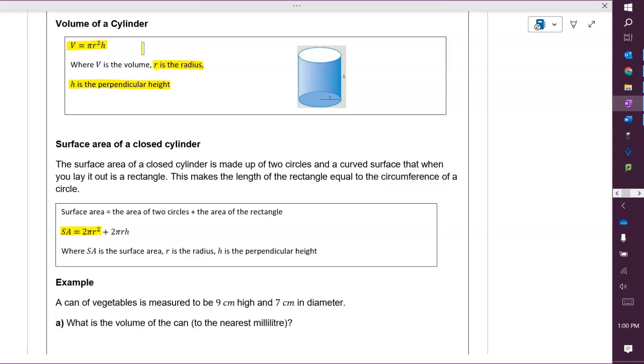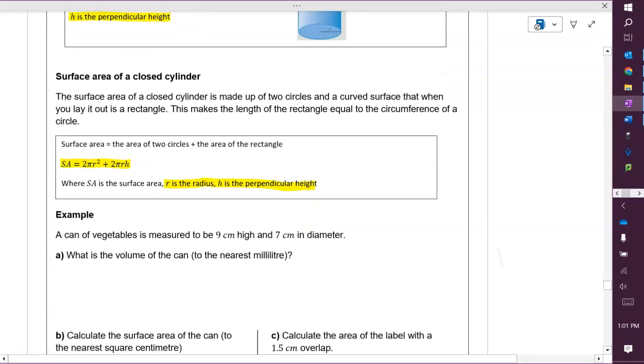So if we think the circumference of a circle, the perimeter, is found using 2 pi r. So we have 2 pi r, and if that was rolled out, it's almost like a rectangle. Okay, so it's base times height. So the base is 2 pi r, and then the height is the same. So that's where we get our 2 pi r h. So again, r is the radius, and h is our perpendicular height.